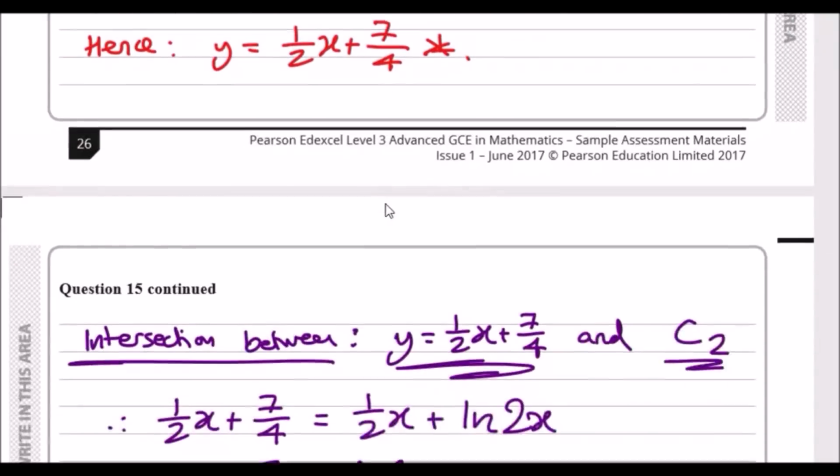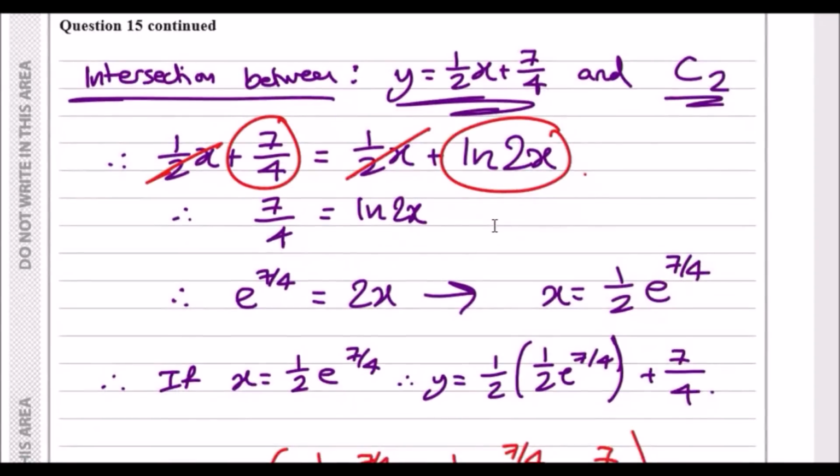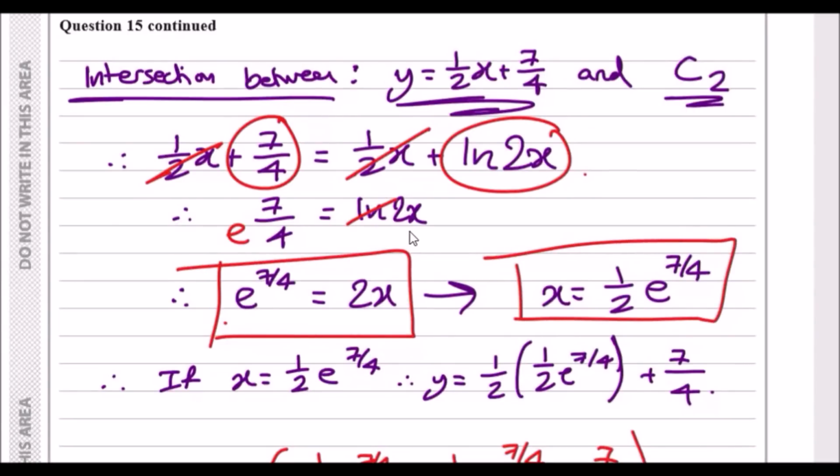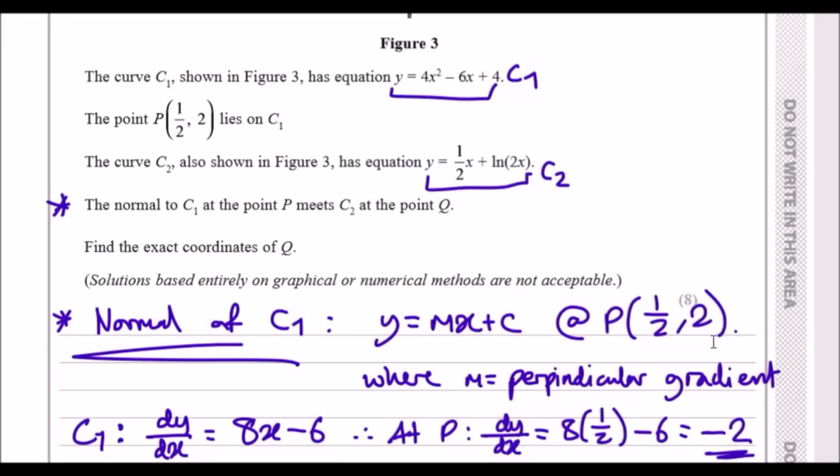If you just equate them because they both have y, it becomes like this. And then you can cancel the half x on both sides. Now we're left with 7/4 and ln 2x. Now this is easy, guys. Just take the exponentials on both sides, so the ln cancels out and you're left with e to the power of 7/4, which I did over here. And lastly, dividing 2 across, you get the x coordinate of q, which is half times e to the power 7/4. Now, this one wants the answers in exact coordinates, hence the 8 marks.